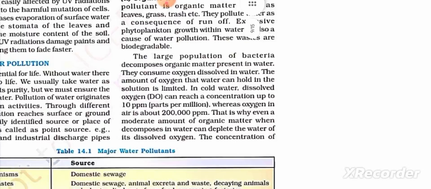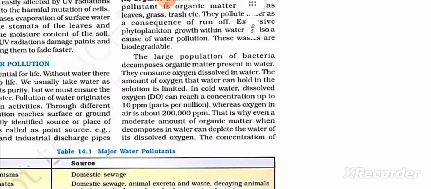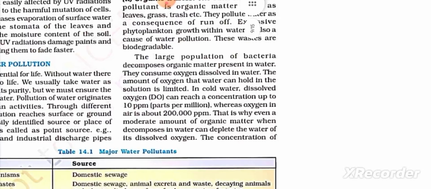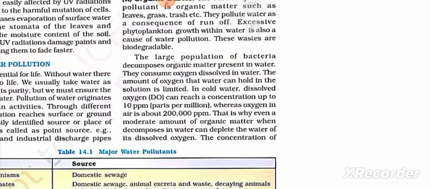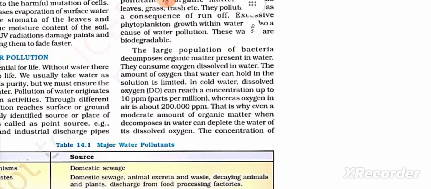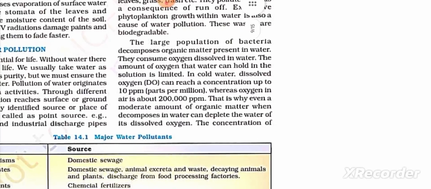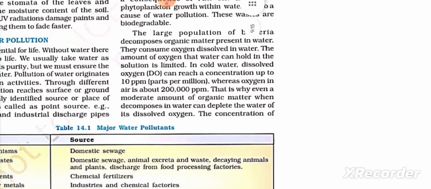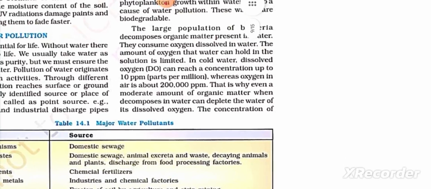In cold water, dissolved oxygen can reach a concentration of up to 10 ppm, parts per million, whereas the oxygen in air is about 200,000 ppm. That is why even a moderate amount of organic matter, when it decomposes in the water, depletes the water of its dissolved oxygen.